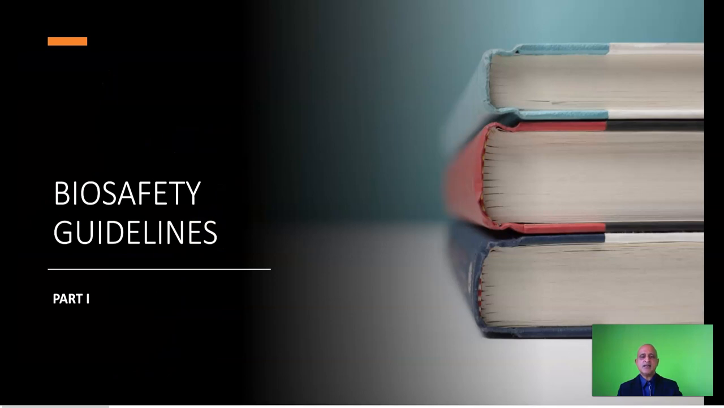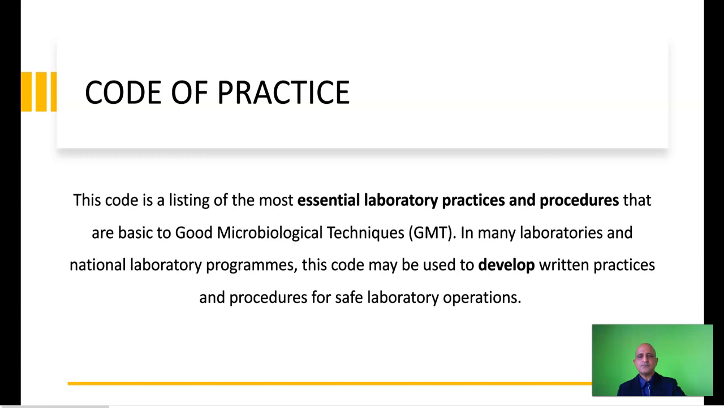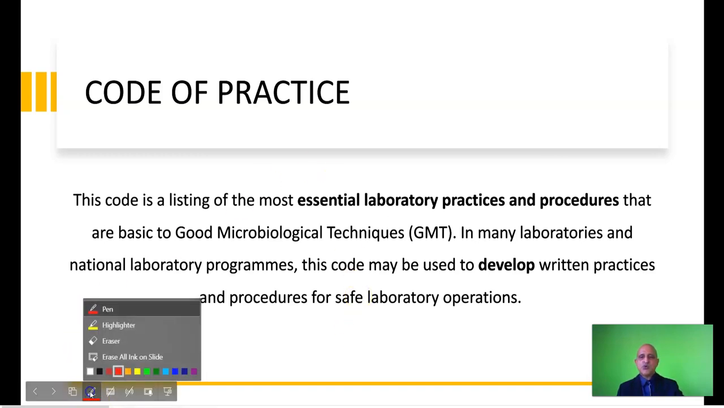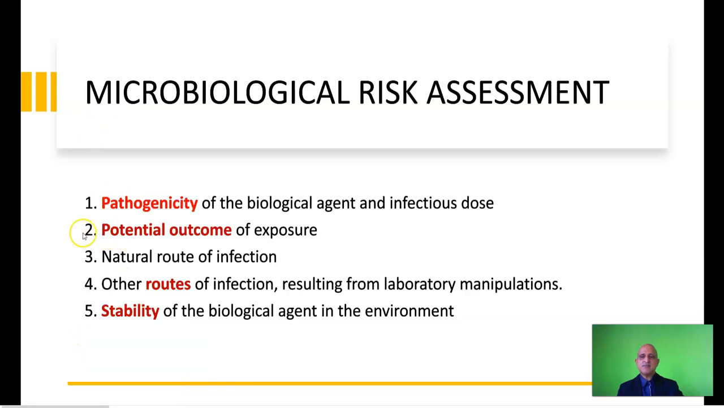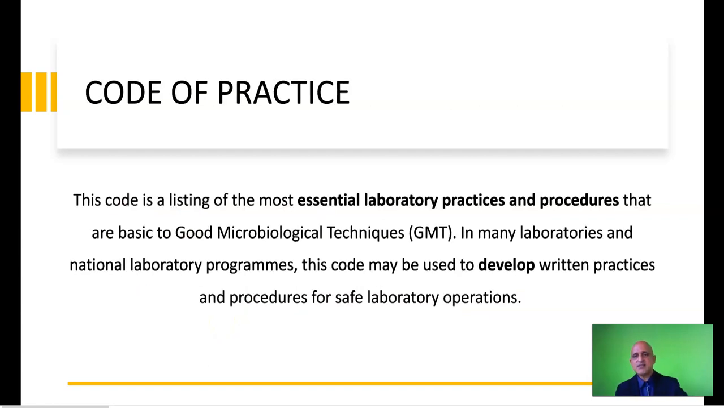Let us look at the biosafety guidelines, which form the first part of the manual. We come down to what is termed the code of practice. The code of practice is a term which you need to develop for your own specific institution. The code is a listing of all the most essential laboratory practices. These are the practices which form the basic biosafety levels. They will include good microbiological techniques, and they can be utilized to develop written practices and procedures for safe laboratory operation. The first step in establishing a containment facility, or what we term a biosafety laboratory, is to develop your code of practice. And this has to be done at the level of the management, with input from all the stakeholders.